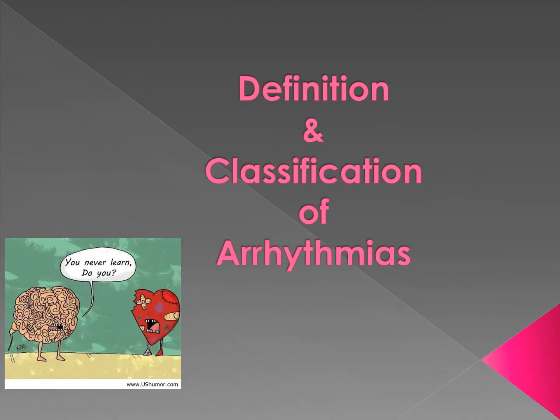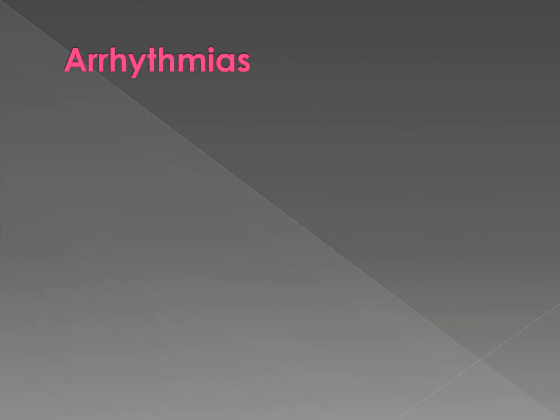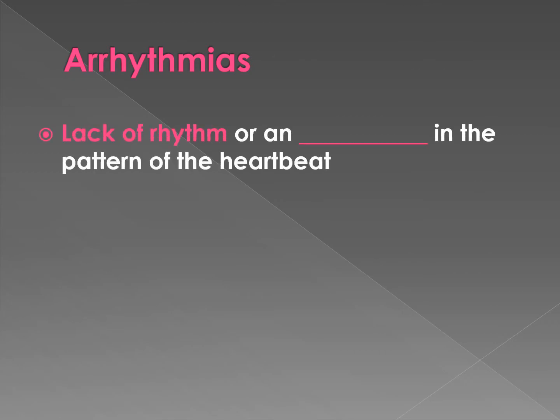Welcome to the definition and classifications of arrhythmias. So this is where we start looking at differences in electrical activity. Arrhythmia, by definition, is the lack of rhythm or an irregularity in the pattern of the heartbeat. So it's an irregularity in the pattern of the heartbeat.